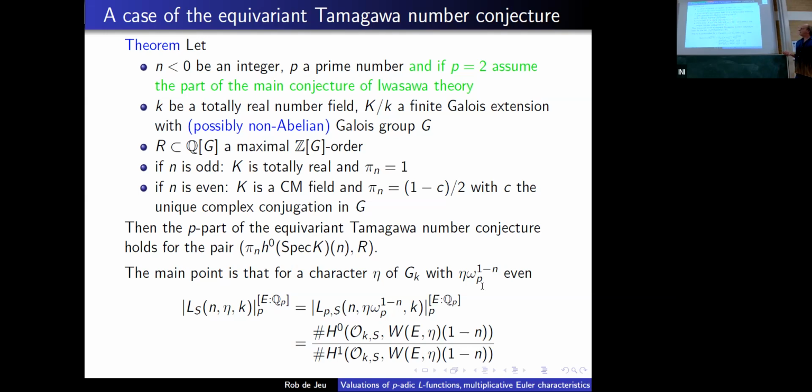And then the statement is that, if you look at this motive for the equivariant Tamagawa conjecture, and we look at the ring of the maximal ZG order in QG, then it will hold. And the way you prove this, you can actually do it character by character in this case. And then again, the main point is the same as in Coates and Lichtenbaum. What goes in for the p part of this conjecture is actually the classical L function for this character eta, which I define here, right?